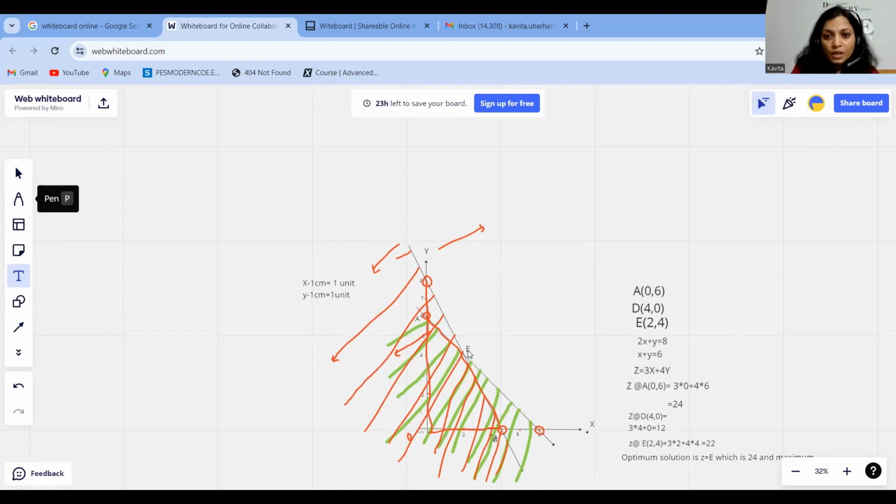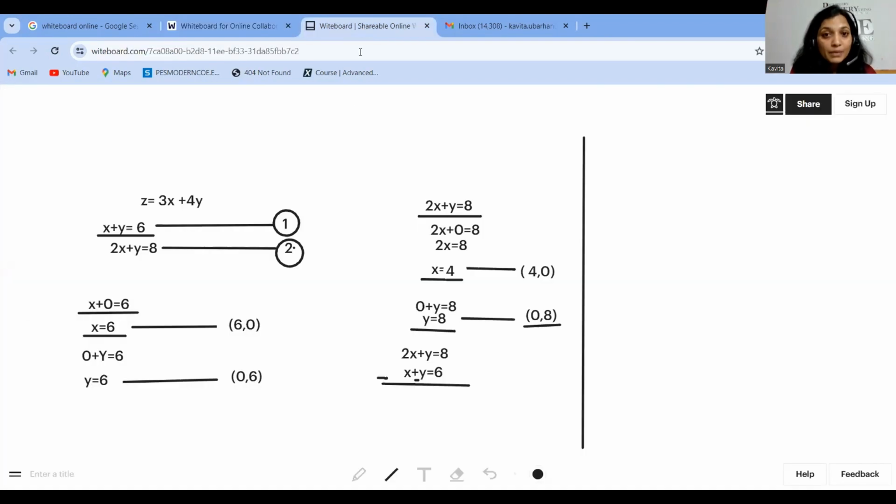Then for E. But for point E, we don't know the value of E. Point E is the intersection of two lines, and the two lines are 2x plus y is equal to 8 and x plus y is equal to 6. To identify the point of intersection for point E, we need to solve these two line equations simultaneously. Here I'm going to show you how to solve two simultaneous equations. First of all, write down your equations: 2x plus y is equal to 8 and x plus y is equal to 6.